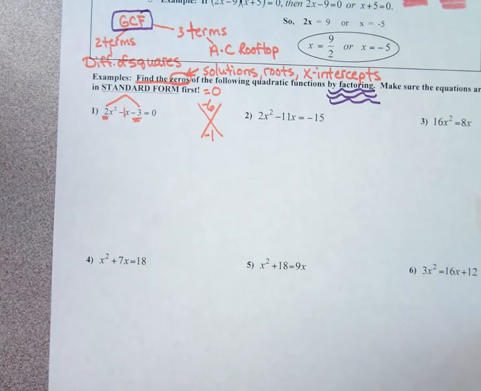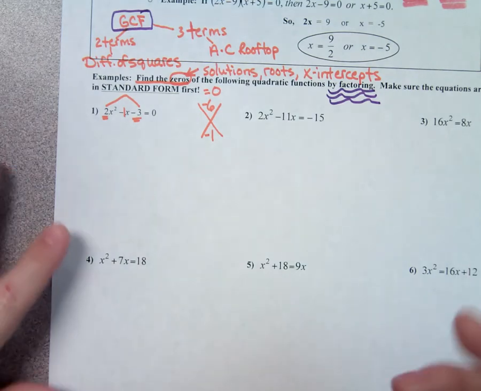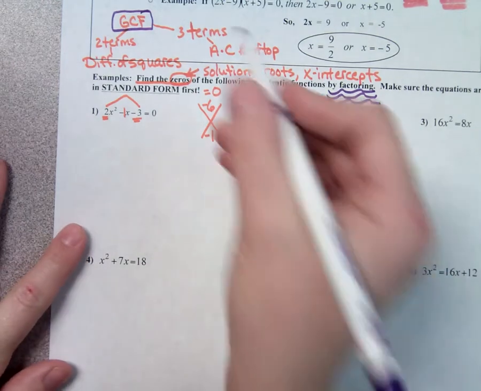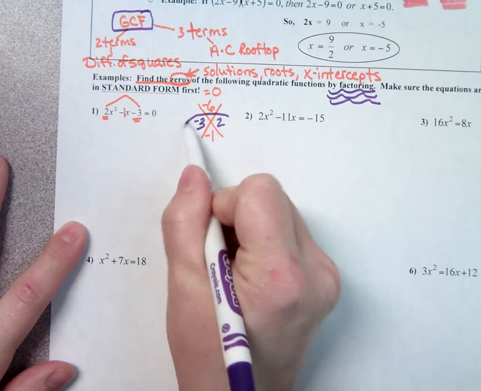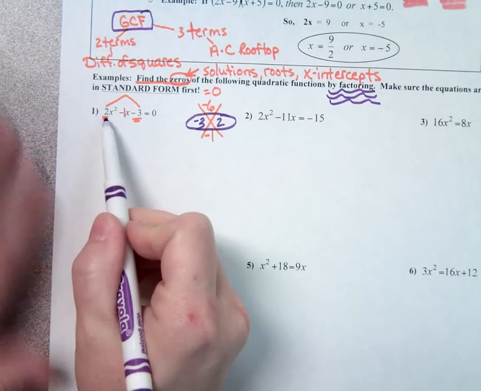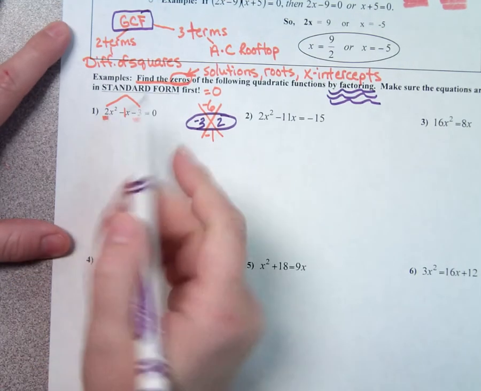So what two numbers do that? What two numbers multiply to be -6 that add to be -1? -3 and +2. Okay, can I do the shortcut or do I have to do it the long way? I have to do it the long way.